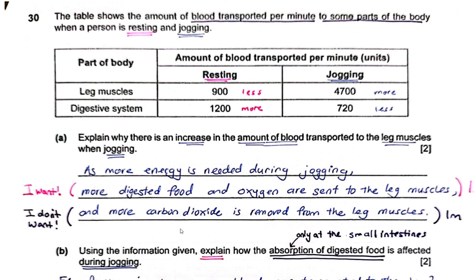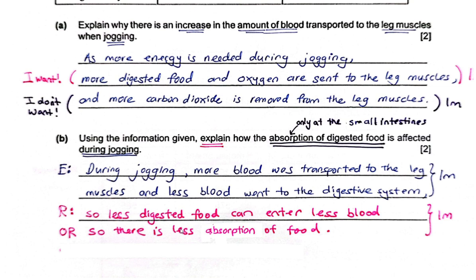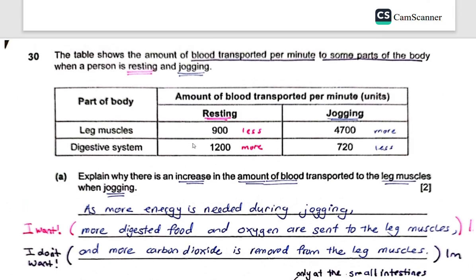Next, using the information given, explain how the absorption of digested food is affected during jogging. Now, absorption only happens at the small intestine of the digestive system, not at the mouth, gullet, stomach, large intestine, rectum, or anus. So during jogging, more blood was transported to the leg. How do I know? The question told me to use the information above. There, during jogging, more blood was transported to the leg muscles.